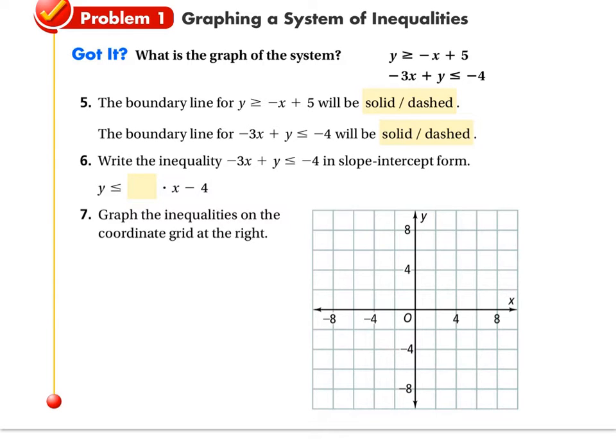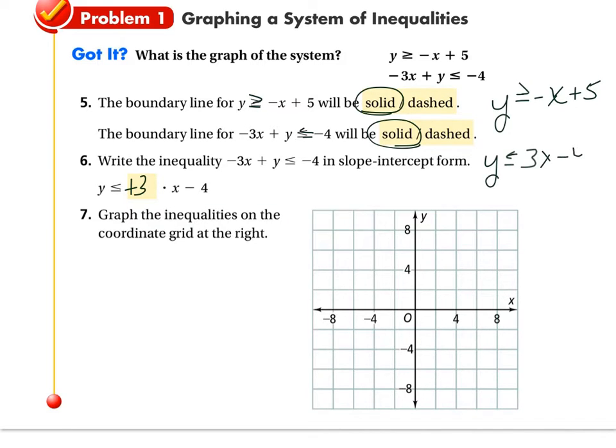The first inequality has a greater than or equal to sign, so its boundary line will be solid. The second inequality has a less than or equal to sign, and because of the equal to, it will also have a solid line. We need to write both equations into slope-intercept form. The first one is already in slope-intercept form. The second one, we need to add 3x to both sides to get it in slope-intercept form. So it will look like y equals 3x minus 4. Let's go ahead and graph these.